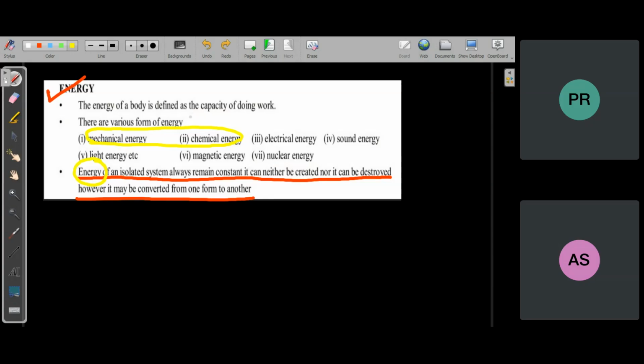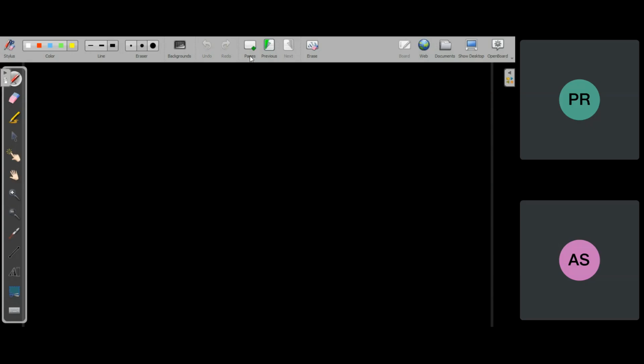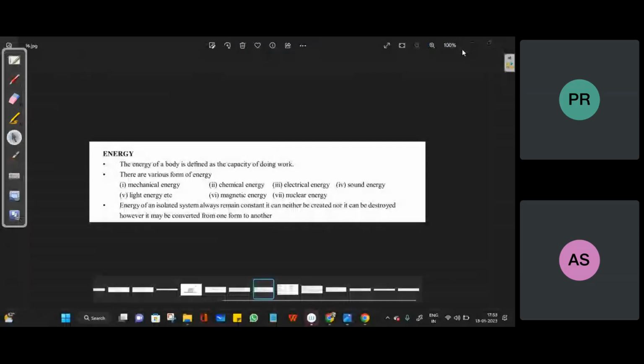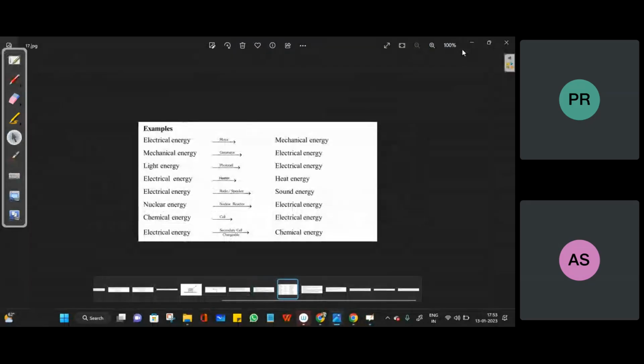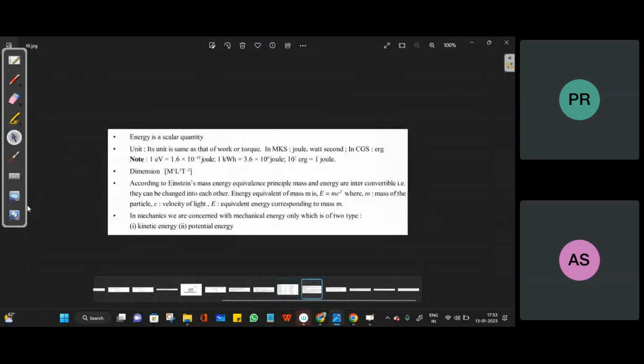This is not about mechanical energy and not about nuclear or electrical. This is about total energy. And the statement is: total energy of an isolated system remains conserved. It can neither be created nor be destroyed. But this energy is total energy. Total energy is not mechanical energy. Total energy means adding all the forms of energy together.